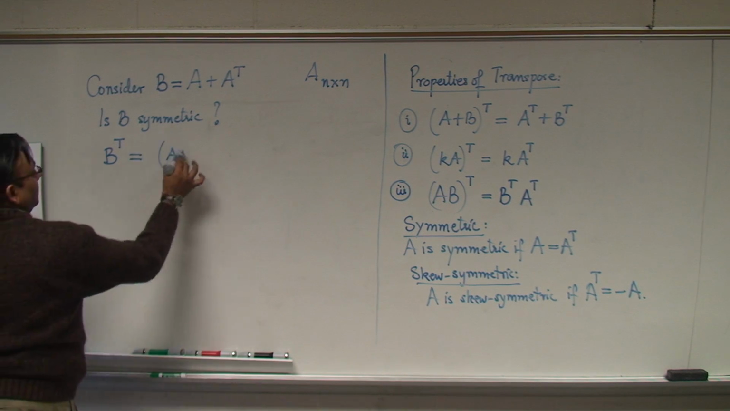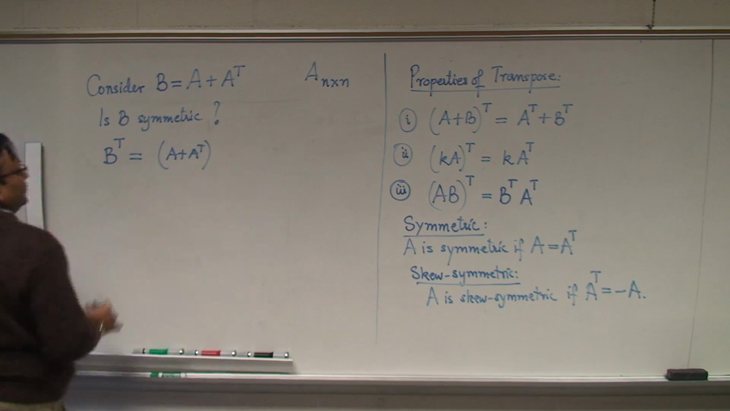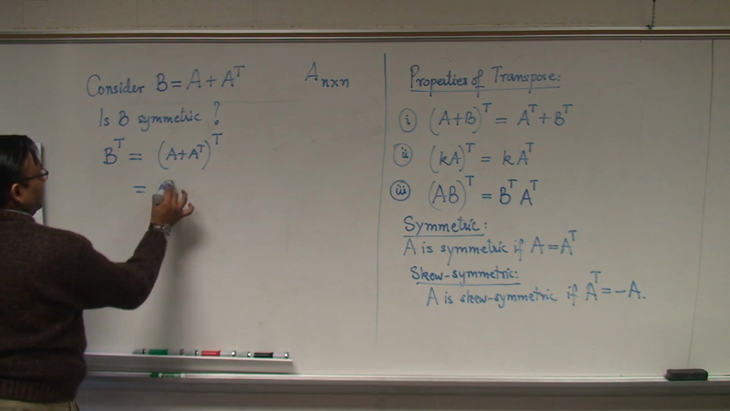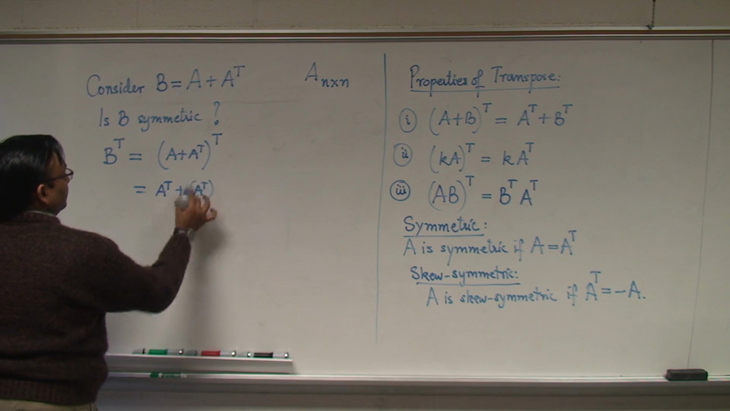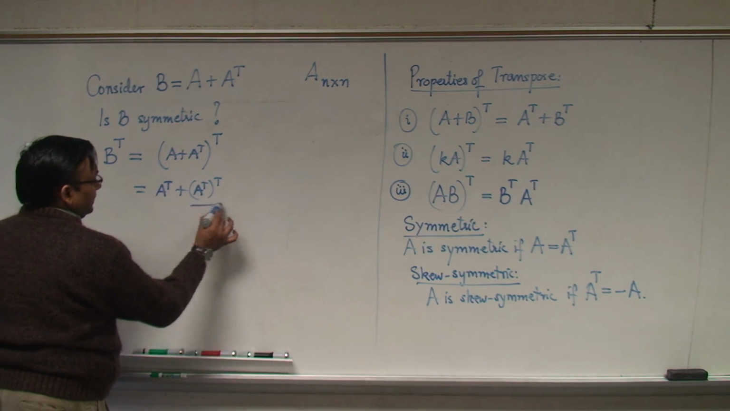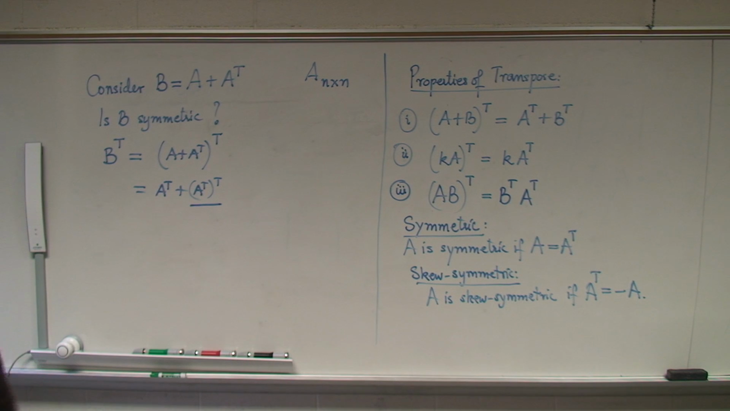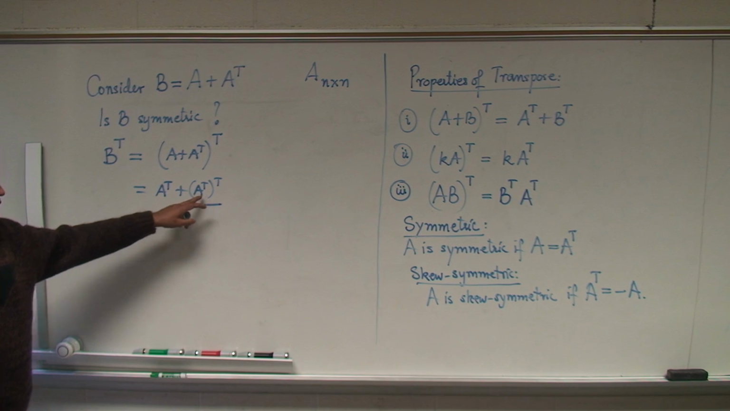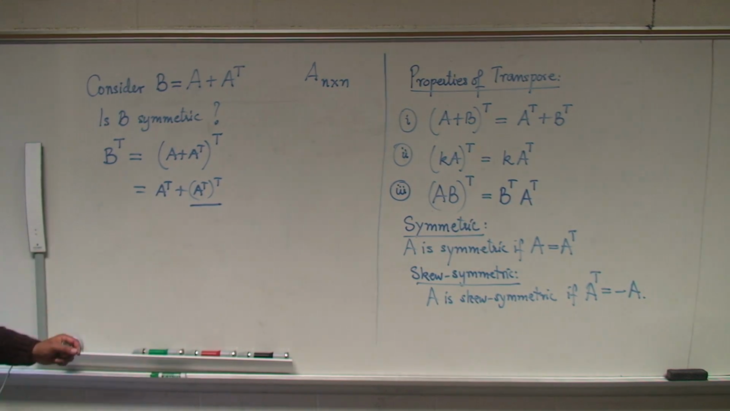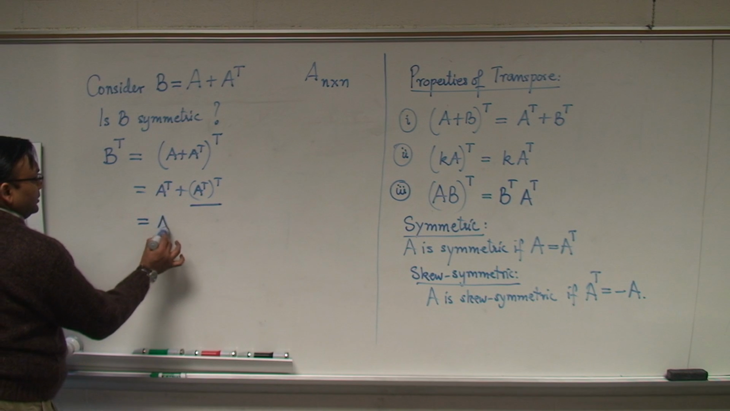Since B is A plus A transpose, B transpose would be the transpose of this. Then by using property number 1, the transpose of this would be A transpose plus A transpose transpose. Now, the question is, what would A transpose transpose be? Think about the definition of transpose. A transpose will flip the rows to columns, but taking another transpose will flip it back to rows. So A transpose transpose must be A itself.